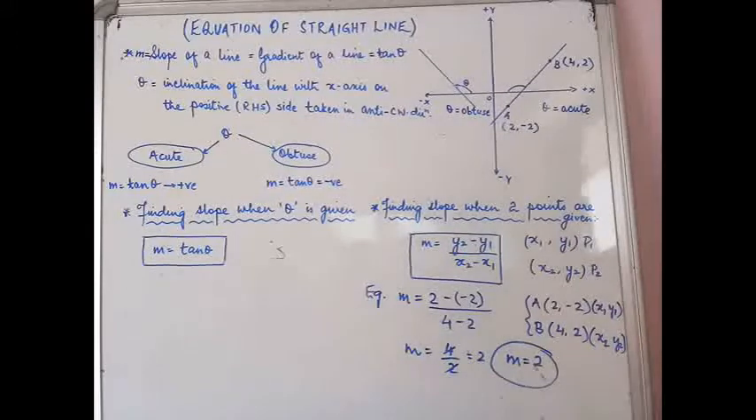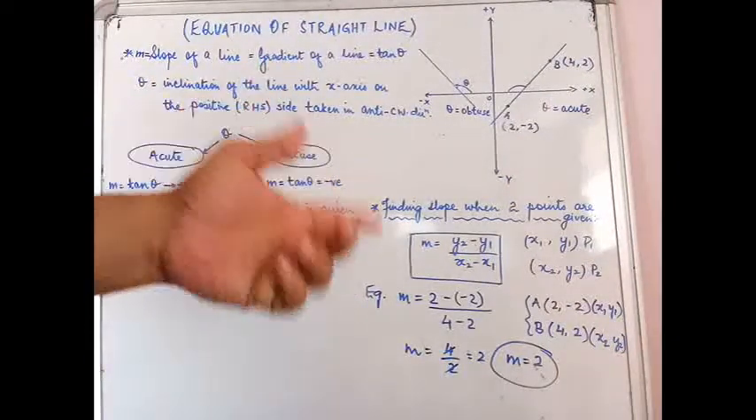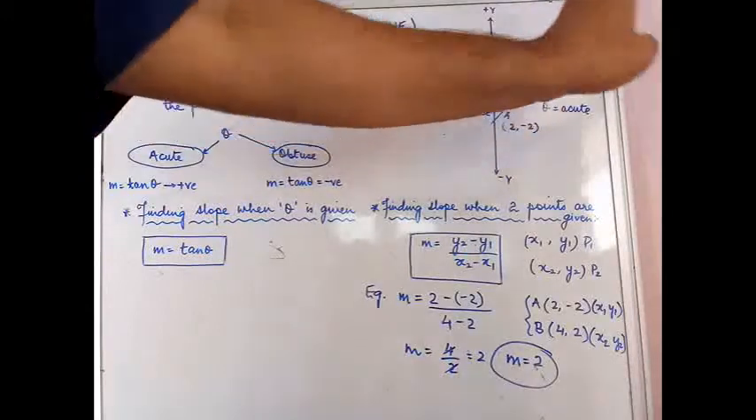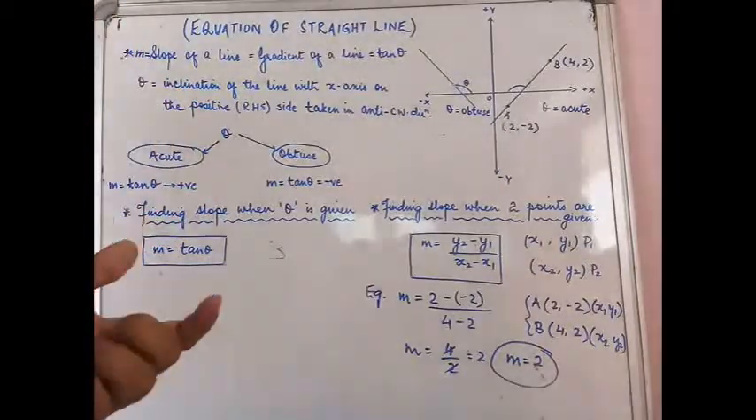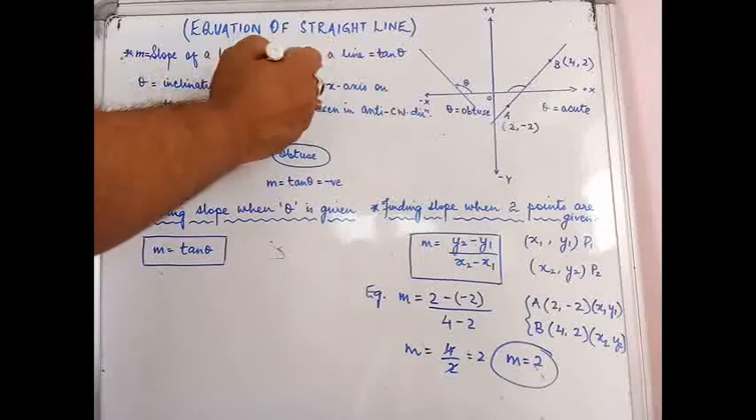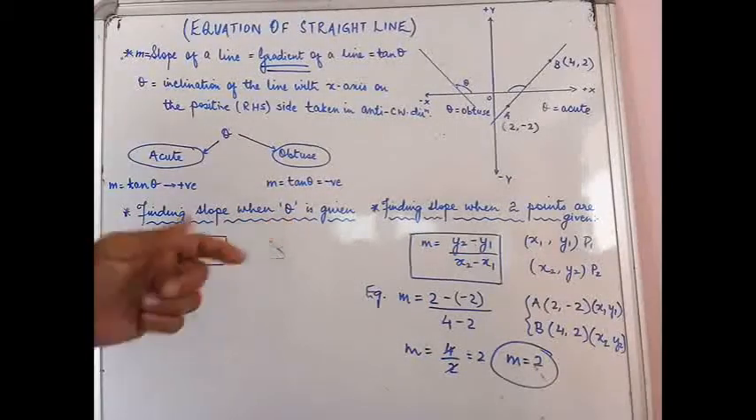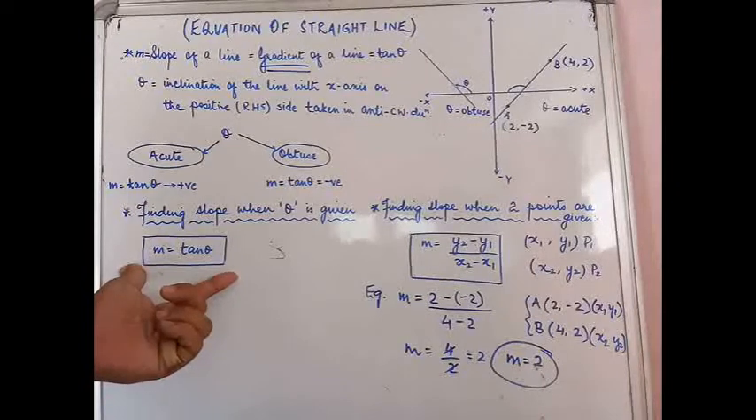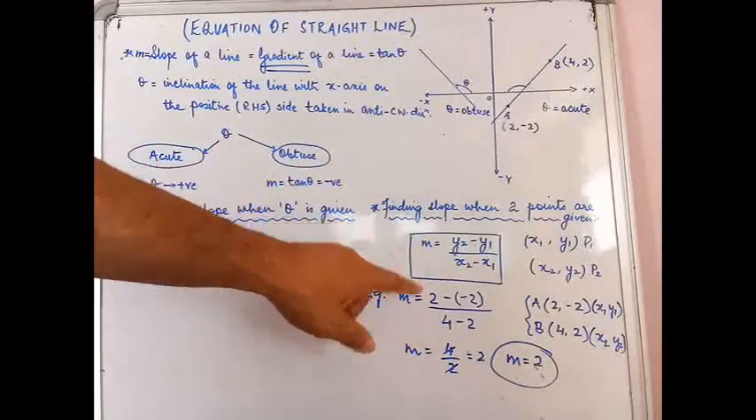So that obviously means, since we have a positive value of slope, that this line must be making an acute angle with the positive side or the right hand side of the x-axis. Okay, so till now, in the equation of a straight line, we have discussed the first terminology, which is the slope of the line, and please remember it is also known as the gradient of the line. There are two ways that we have discussed of finding the slope of a line. One, when theta is given, then you will use the formula m is equal to tan theta. M is the slope and theta is the angle. Similarly, when 2 points are given, you will use this formula to get the slope.